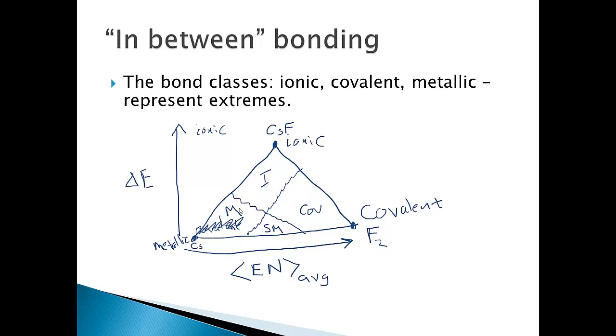So in nature, there are a lot of things that exhibit this sort of in-between bonding. And these terms, ionic, covalent, and metallic, really represent extremes in the world of bonding.